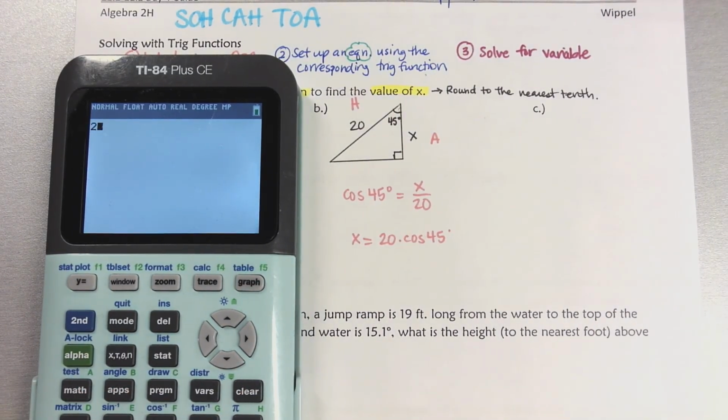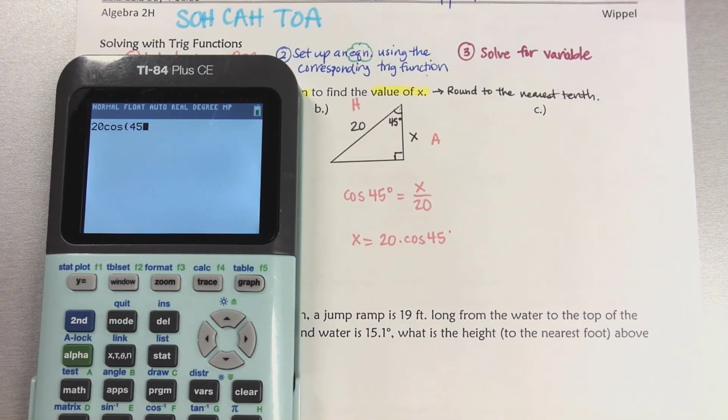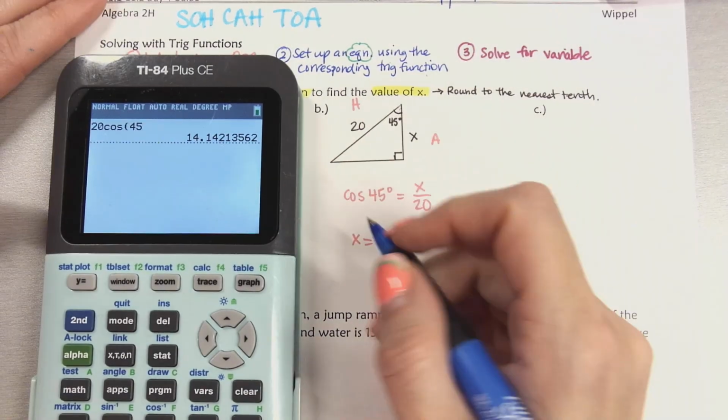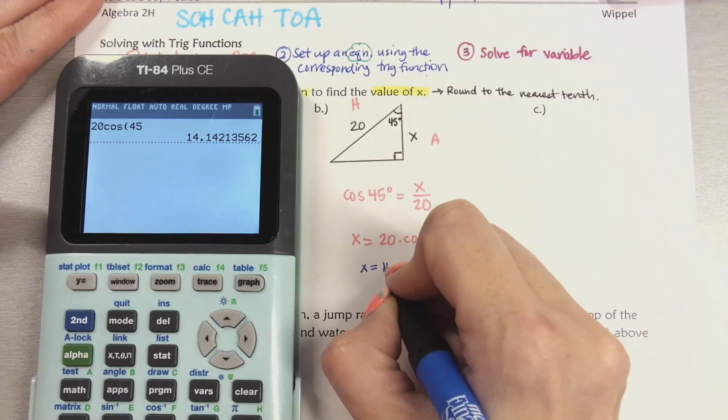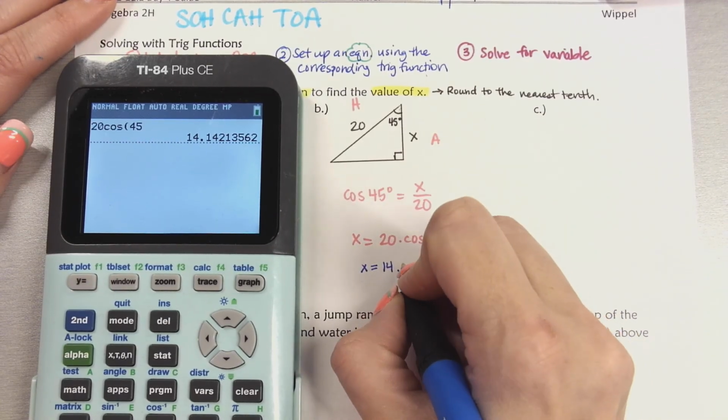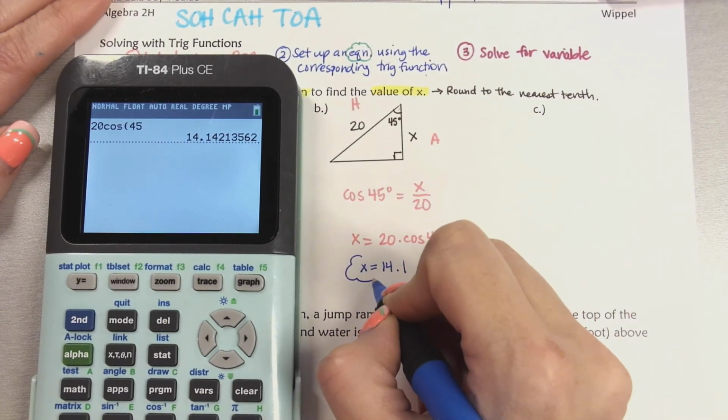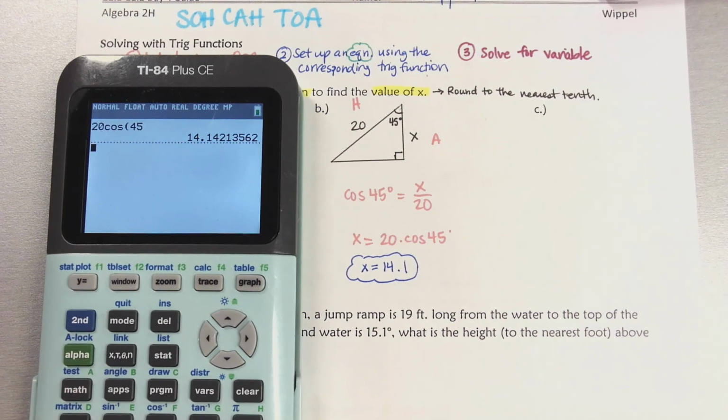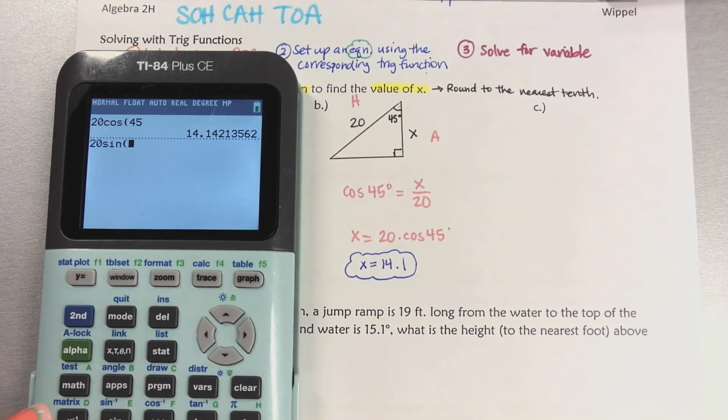Okay, so if you do 20 cosine of 45, and you round this, you're going to get 14.1. Now, if you accidentally did the sine for this one, you may notice something interesting. If you do the sine with this, you get the same thing. That's because this angle is also 45. Okay, so that would only happen in a 45, 45, 90.